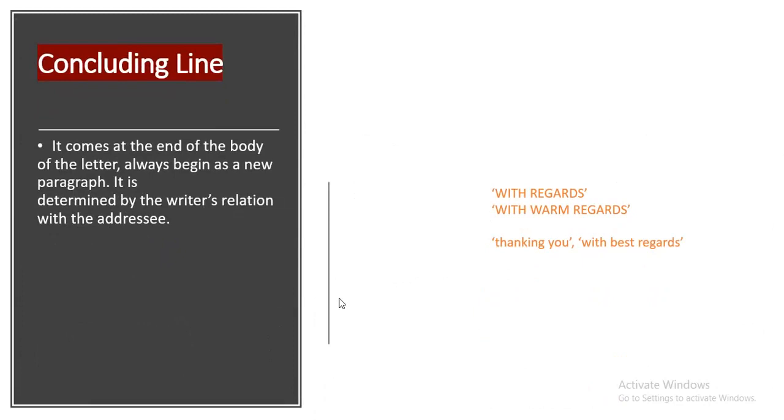Concluding line. The concluding line comes at the end of the body of the letter. Always begin as a new paragraph. It is determined by the writer's relation with the addressee. For example, With regards, With warm regards, Thanking you, With thanks, With best regards, and so on.